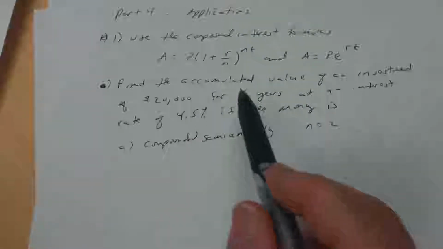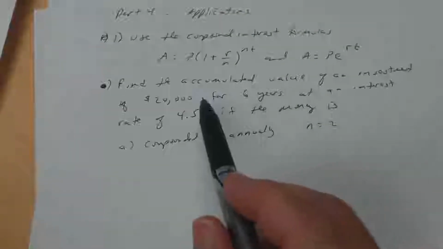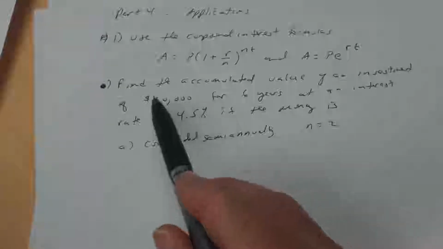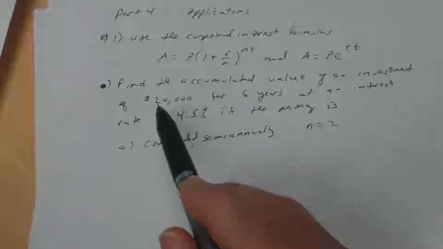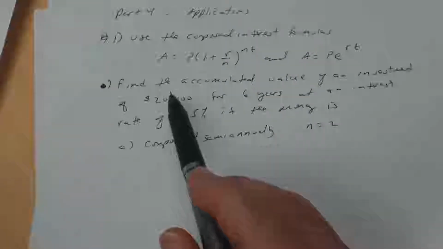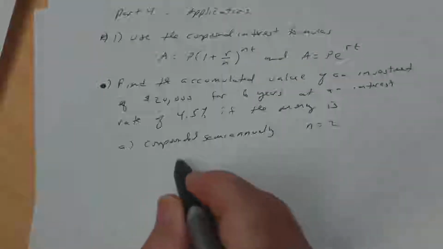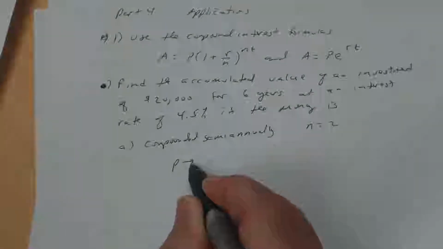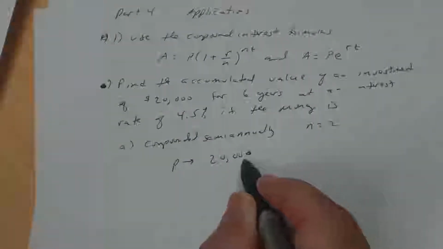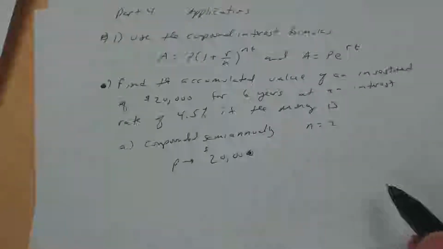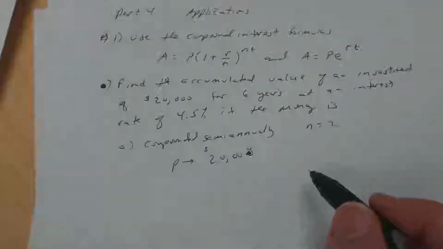Okay, so we're going to plug in what we know. Keep in mind that this $20,000 is your investment. That's what you originally started out with. So that's your principal. So P is $20,000. Okay, so that's what P is.